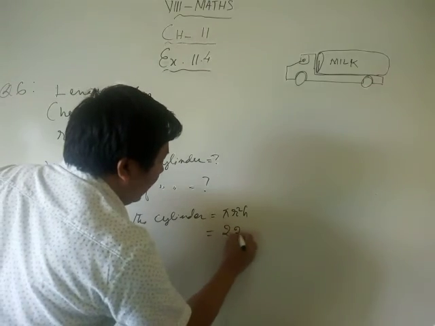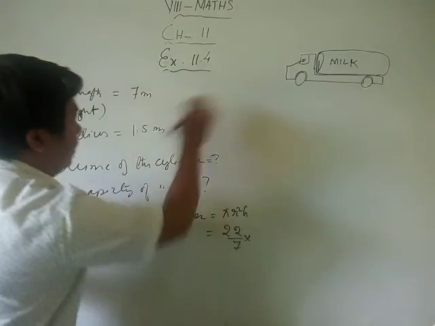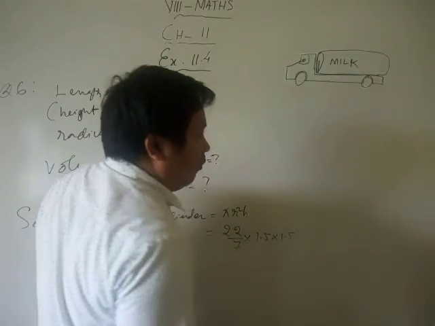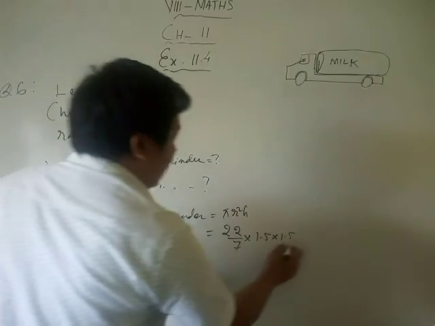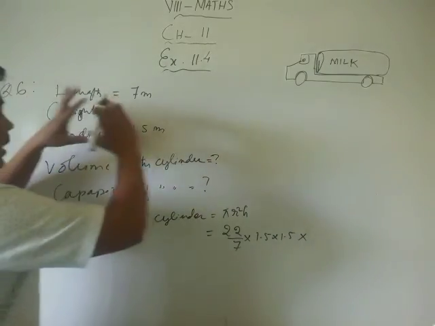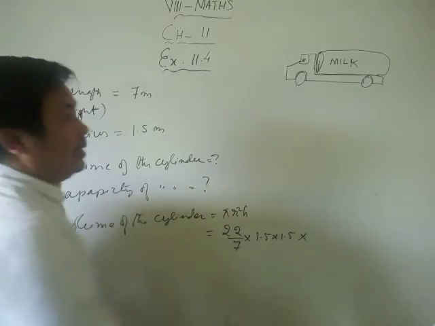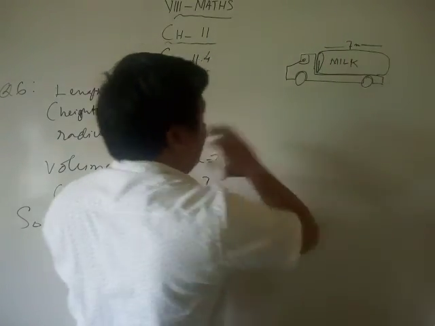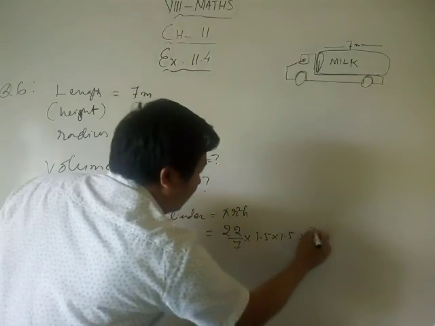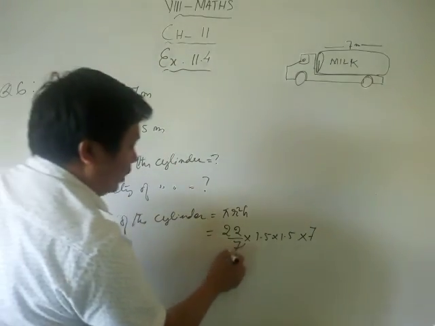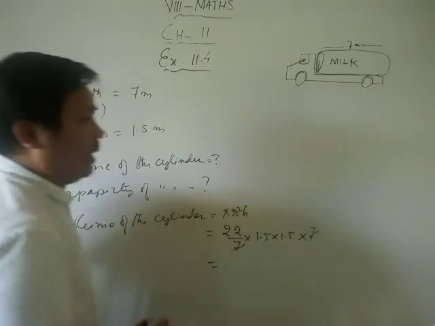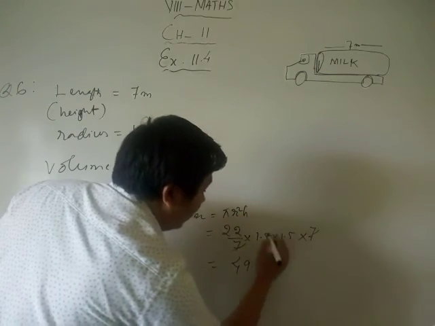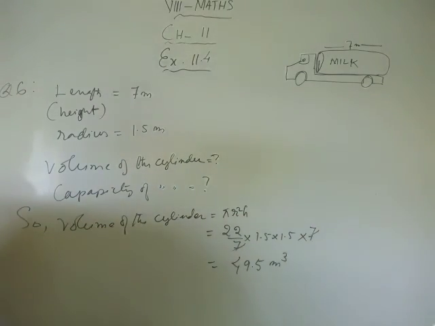Pi, we know that is 22 by 7, into r square. R is 1.5, so 1.5 into 1.5. And the height is now the length. If you stand it up, it will become the height. This length from here to here is 7 meter, so this will become the height of the cylinder. Now we can cancel 7 and 7. Then we are getting 49.5 meter cube. So the whole volume of the cylinder is 49.5 meter cube.